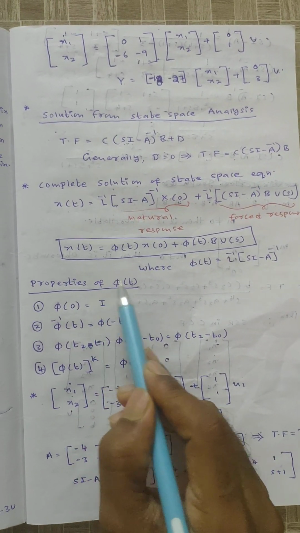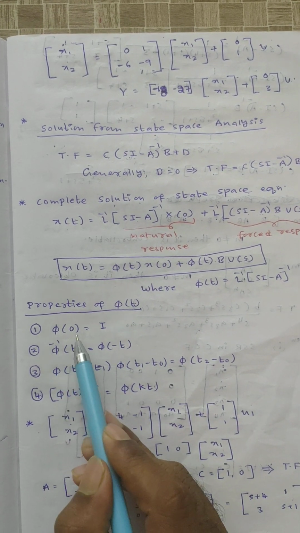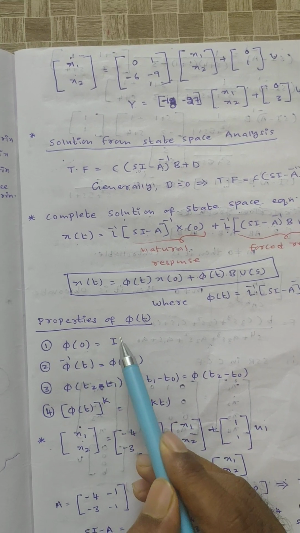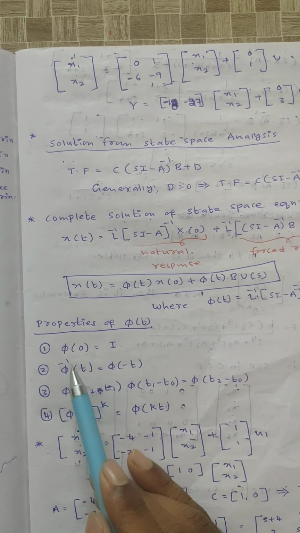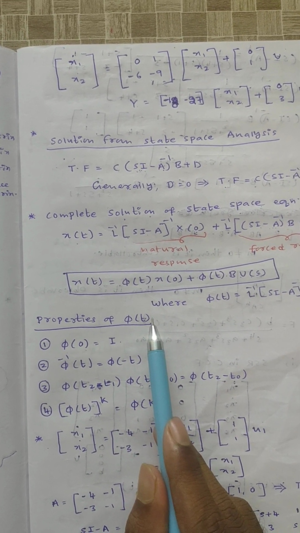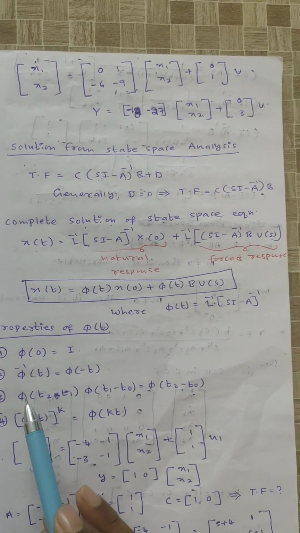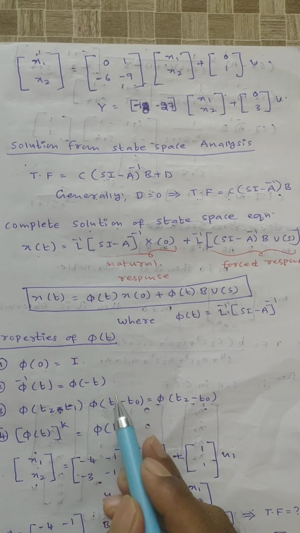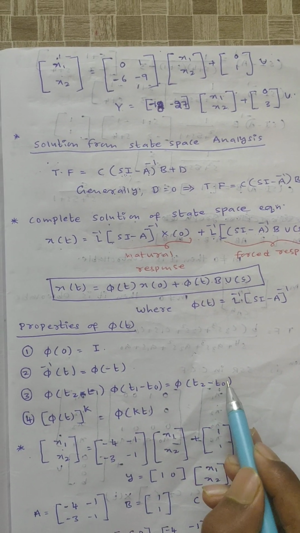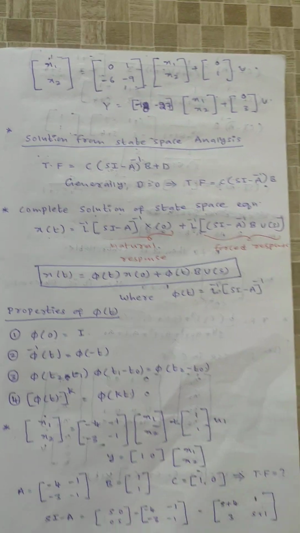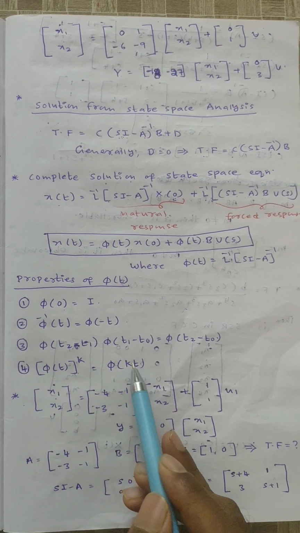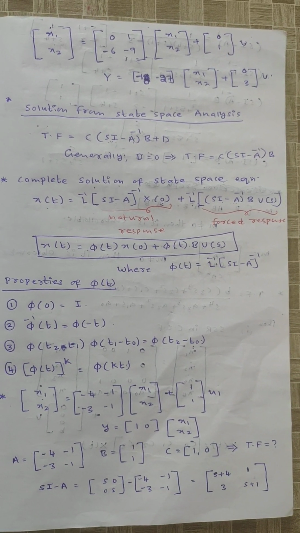Now these are some properties of phi of t. Phi of 0 is the identity matrix, that means if we substitute t equal to 0, the resultant matrix is the identity matrix. Phi inverse of t is equal to phi of minus t is another property. Next, phi of t2 minus t1 into phi of t1 minus t0 is equal to phi of t2 minus t0. This is another property. Next, phi of t whole power k is equal to phi of kt.